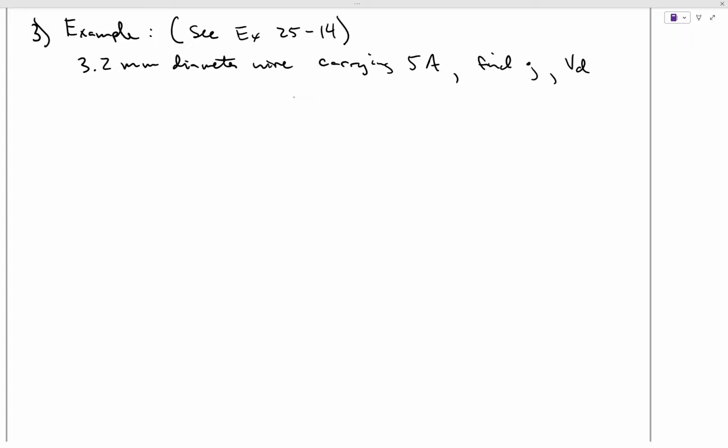All right, let's do it. Current density is pretty straightforward. This is just I per cross-sectional area, so it's going to be 5 amps divided by the cross-sectional area.